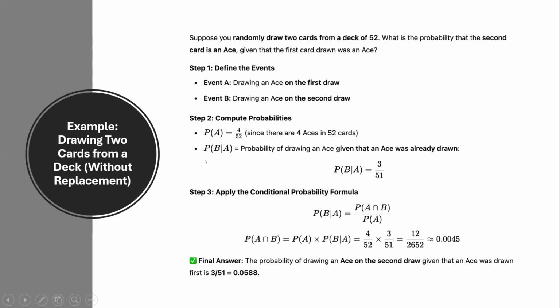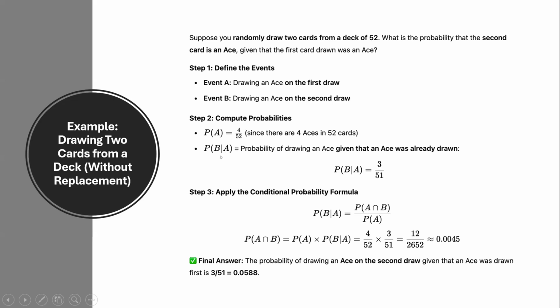Okay. So what will be the probability of getting an ace from the first draw? In this case we have a total of four aces, those are our favorable outcomes, and the total number of possible outcomes is 52. Now, what is P(B|A)? The probability of event B, that is, an ace on the second draw, given A has already occurred.